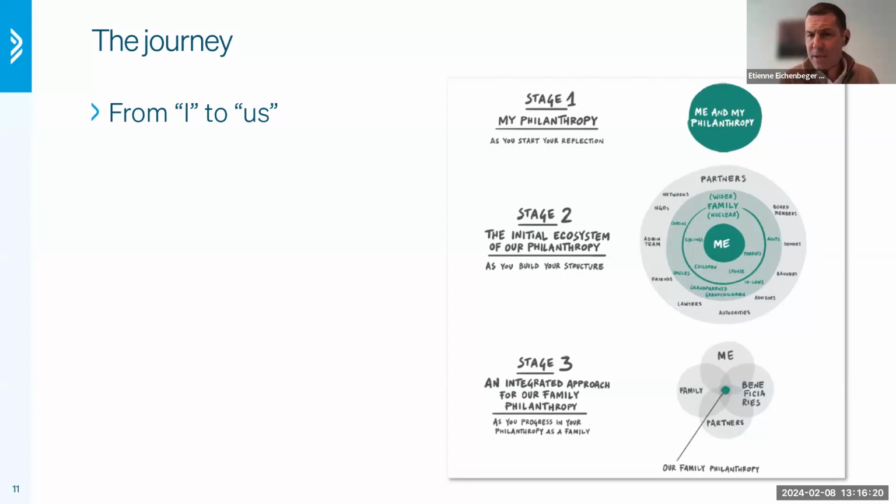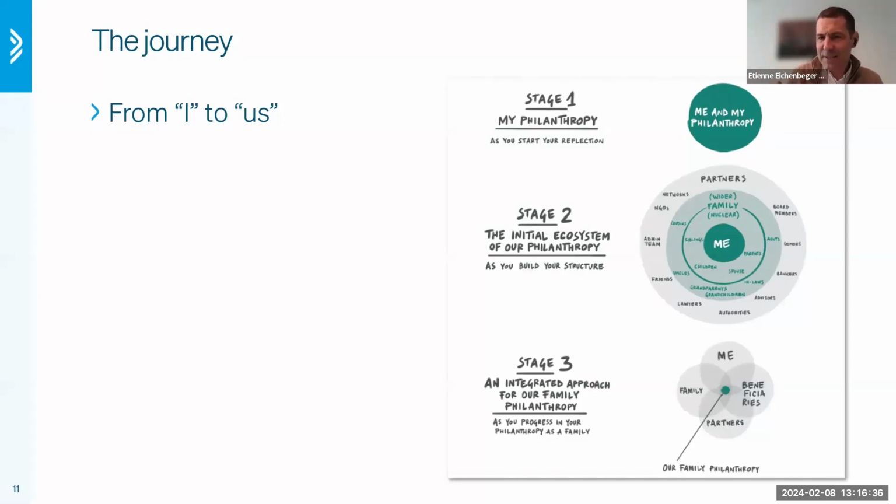My experience is that stage 3 is a critical one, because in reality, if you stay at stage 2 in your journey, you're missing the essence of philanthropy. What is philanthropy all about? It's about having the space for the others you don't know.